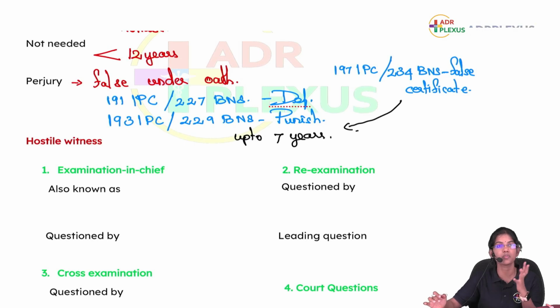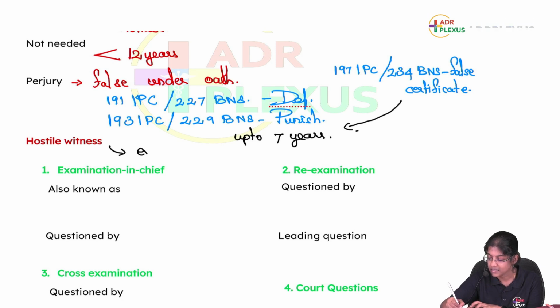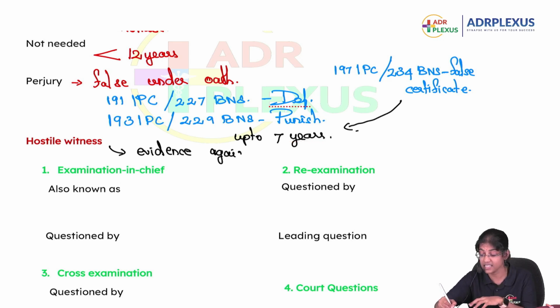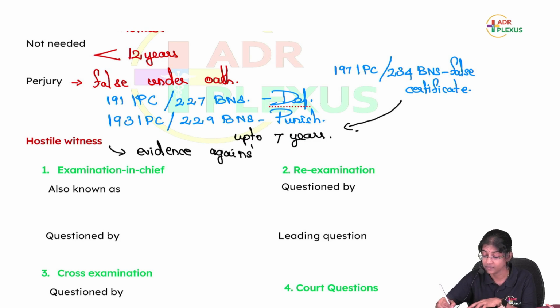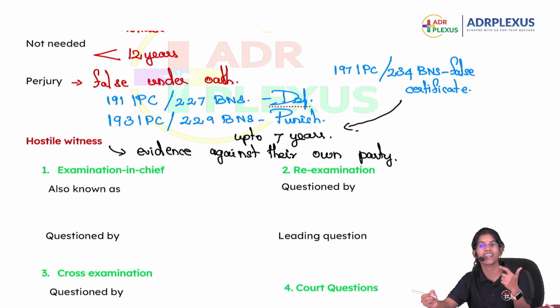Hostile witness. There is a difference between perjury and hostile witness. A hostile witness is a person who gives evidence against his own party. If a person gives evidence against their own party, they are called a hostile witness.